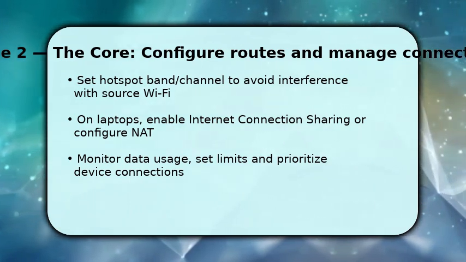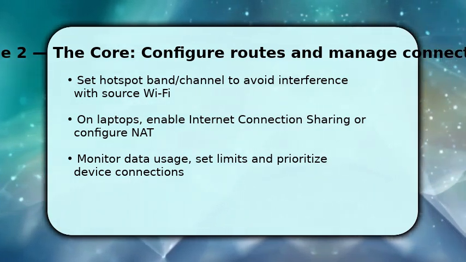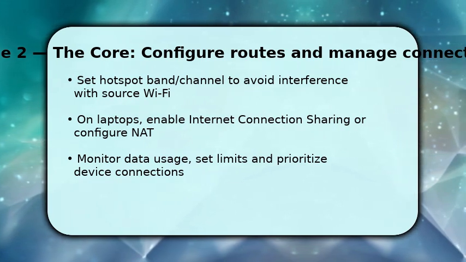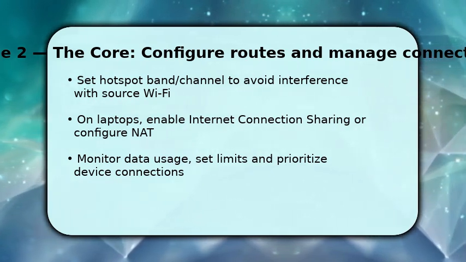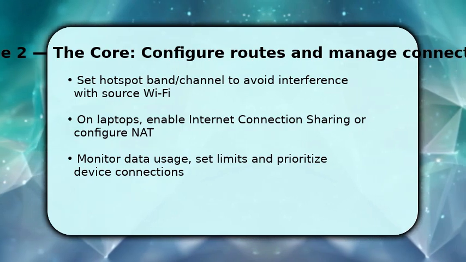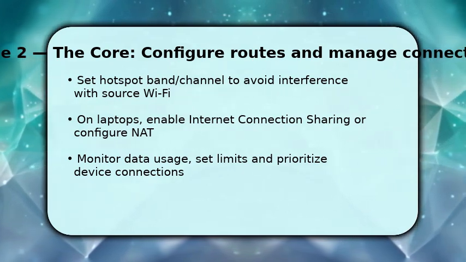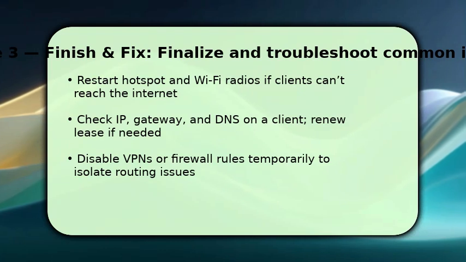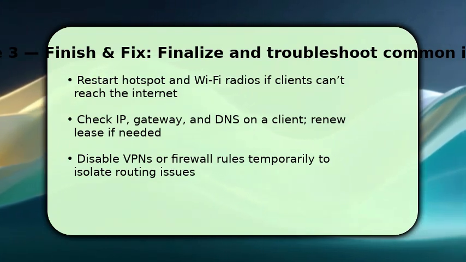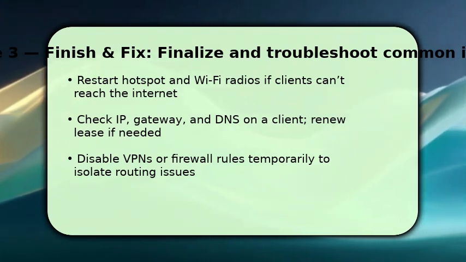Use DHCP or static IP pools for clients and assign priority to critical devices. Also, monitor data usage and apply a limit or schedule to avoid hitting caps. This keeps the shared connection stable. Finish by verifying clients obtain an IP and can reach the internet. Test with a simple page load.